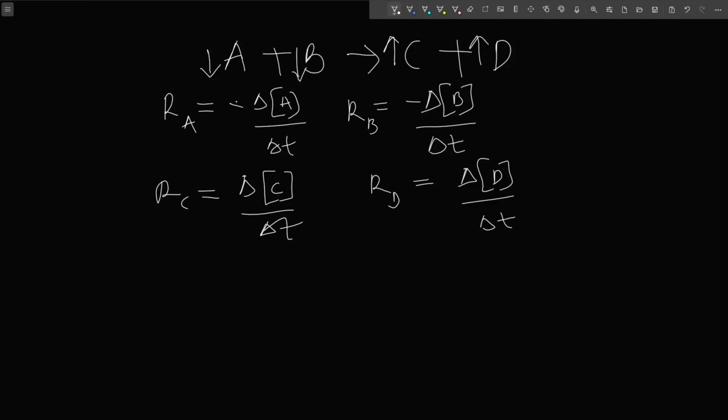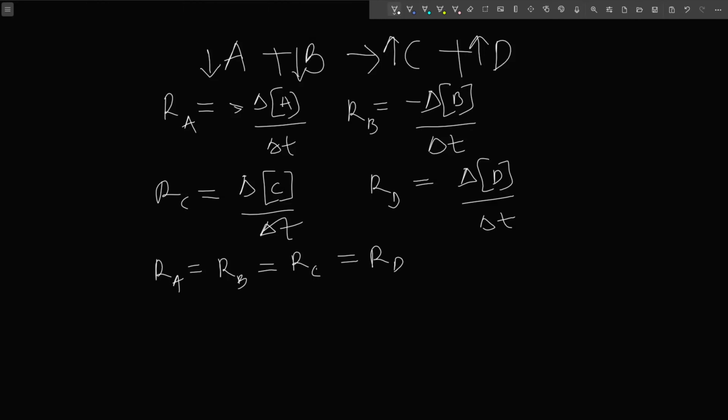I believe you know why there's a minus sign in A and B and there's no minus sign in C and D. It's simply because the concentration of A and B will reduce with time as the concentration of C and D increases. So from what I just explained, we can say that the rate of A will be equals to the rate of B, also equals to the rate of C, and also equals to the rate of D. This simply means that the rate at which A is disappearing is equals to the rate at which B is disappearing, equals to the rate at which C is being formed, and also equals to the rate at which D is being formed.